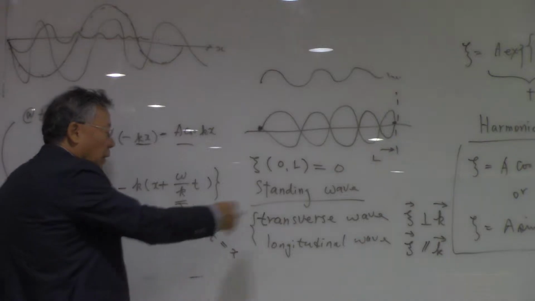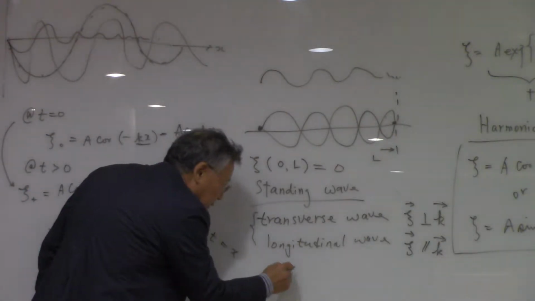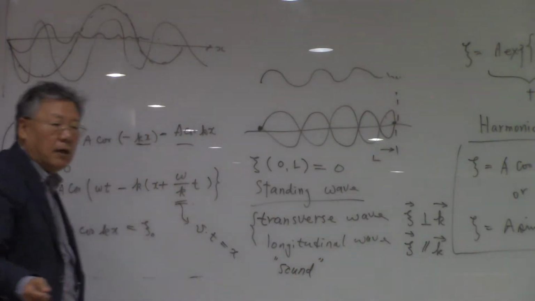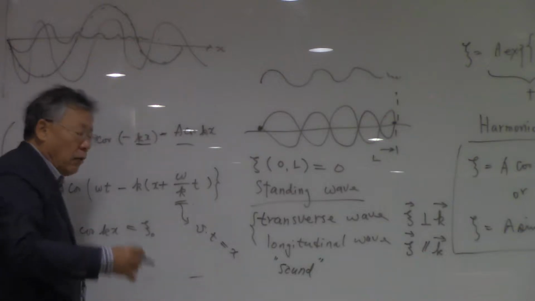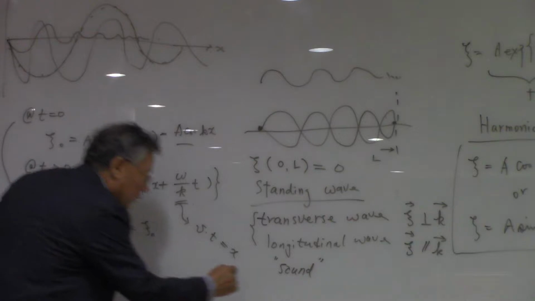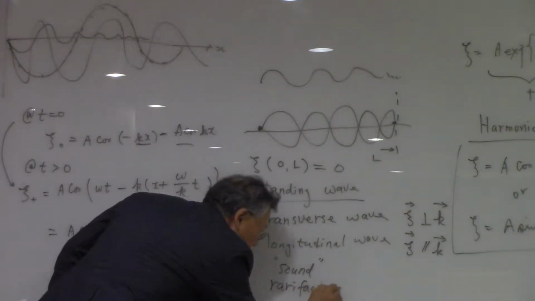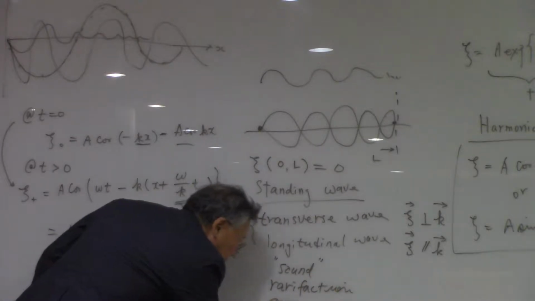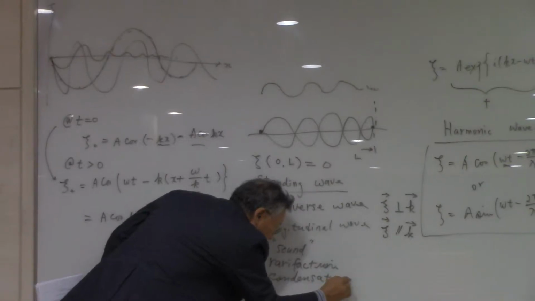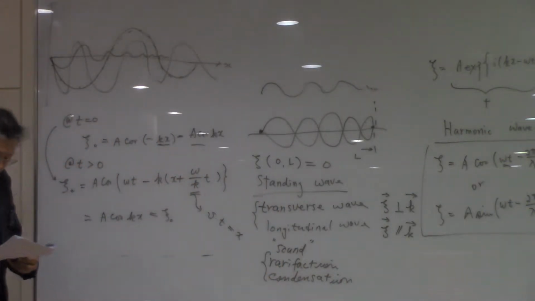So most of the waves are transverse waves, but sound wave is a typical example of a longitudinal wave. Rarefaction and condensation are repeated. That is the characteristic of a longitudinal wave.